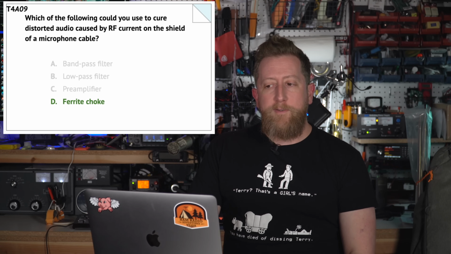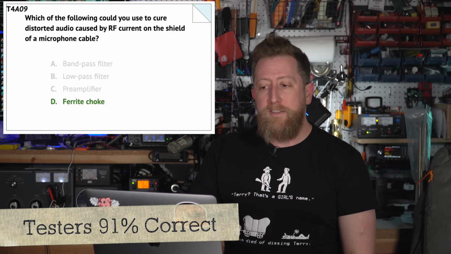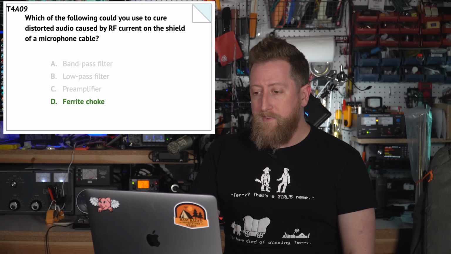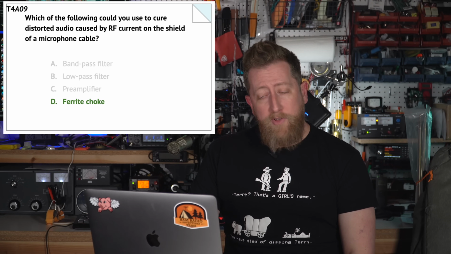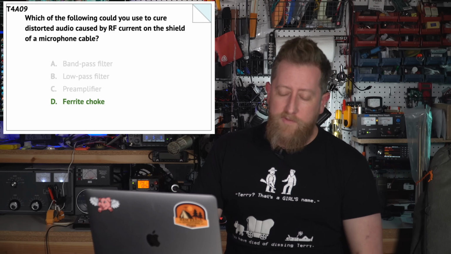T4A09, which of the following could you use to cure distorted audio caused by RF current on the shield of a microphone cable? A, a bandpass filter. B, a low-pass filter. C, a preamplifier. Or D, a ferrite choke. The answer is D, ferrite choke.